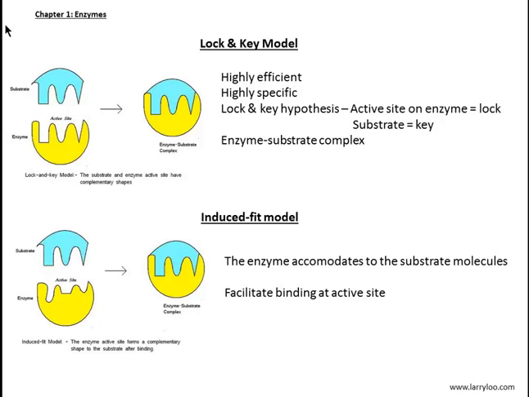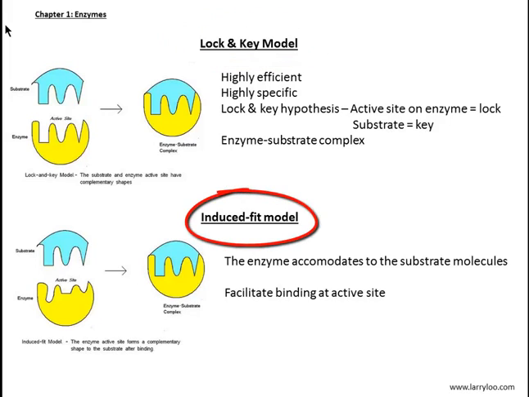Now, you must be wondering, how on earth does the enzyme come into contact with the substrate? It does so by using the lock and key hypothesis model. Imagine slotting your house key into the house lock and together they form an enzyme-substrate complex. It is highly efficient and highly specific. Well, if any key can fit into your door lock, I guess it's time to change your door lock.